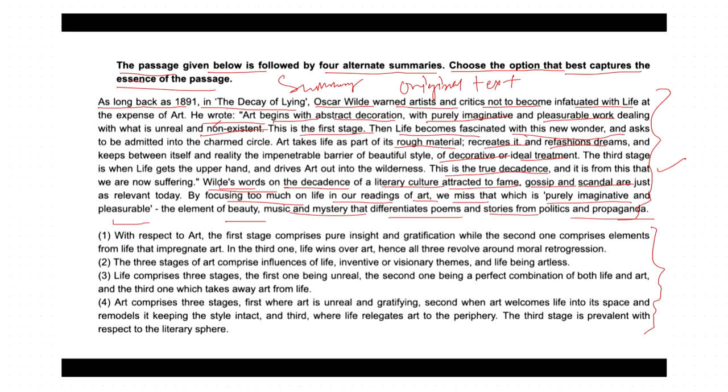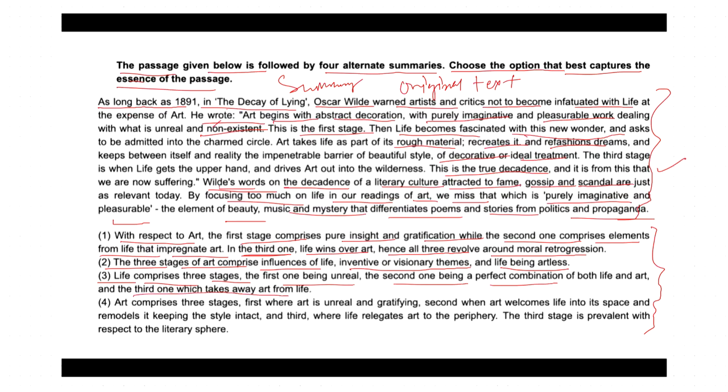Now look into the options, and see which can be considered the best summary of the original text. The first option says that with respect to art, the first stage comprises pure insight and gratification, while the second comprises elements from life that impregnate art. In the third, life wins over art, hence all three revolve around moral retrogression. The second option says the three stages of art comprise influence of life, inventive or visionary themes, and life being artless. Third option: life comprises three stages, the first being unreal, the second a perfect combination of both life and art, and the third which takes art away from life.